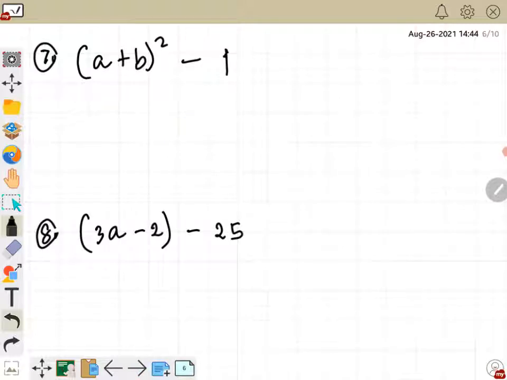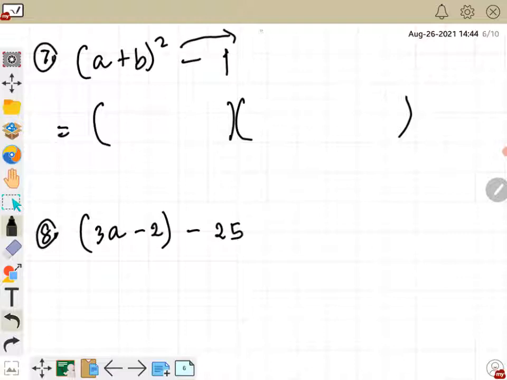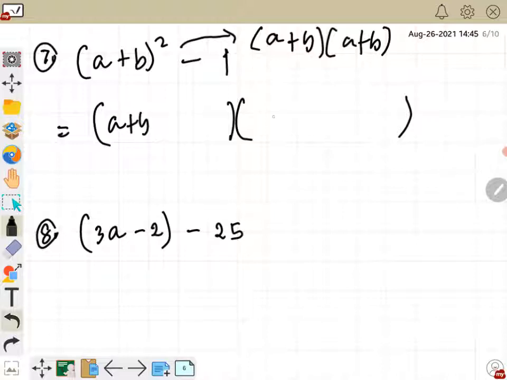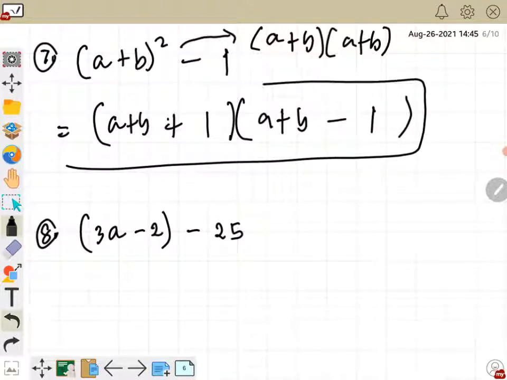Number 7, we have (a plus b) squared minus 1. So we'll simply split this into (a plus b) squared. Remember that (a plus b) squared, in our grade 7, is (a plus b) times (a plus b). So that's going to be a plus b here, then a plus b here. Then plus and minus, the square root of 1 is 1 and 1. That is our factor: (a plus b plus 1) times (a plus b minus 1).